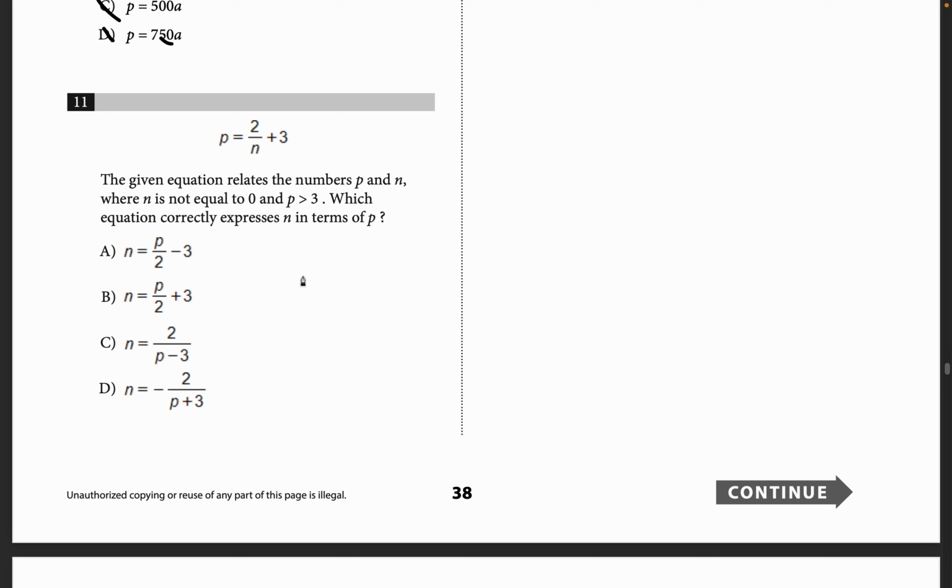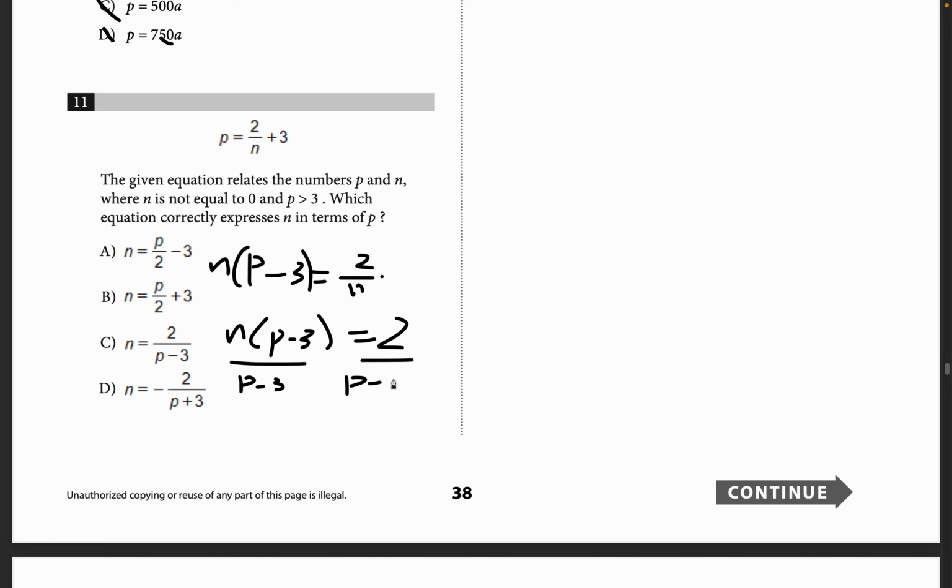P equals 2 over n. What expresses n? Okay. Let's subtract 3. P minus 3 equals 2 over n. Multiply by n. N times p minus 3 equals 2. Divide by p minus 3 to isolate n. n equals 2 divided by p minus 3. That's choice C.